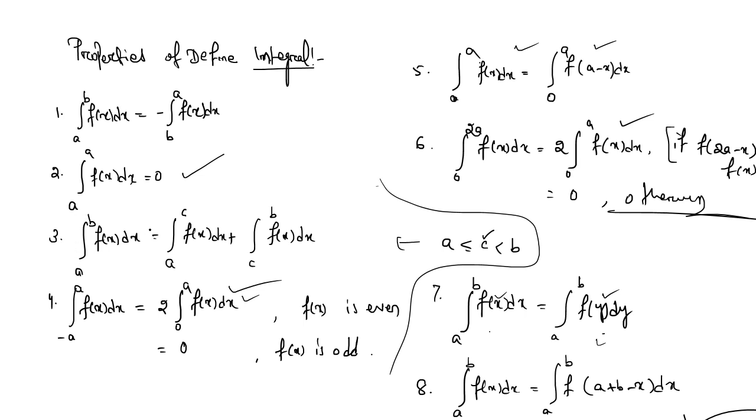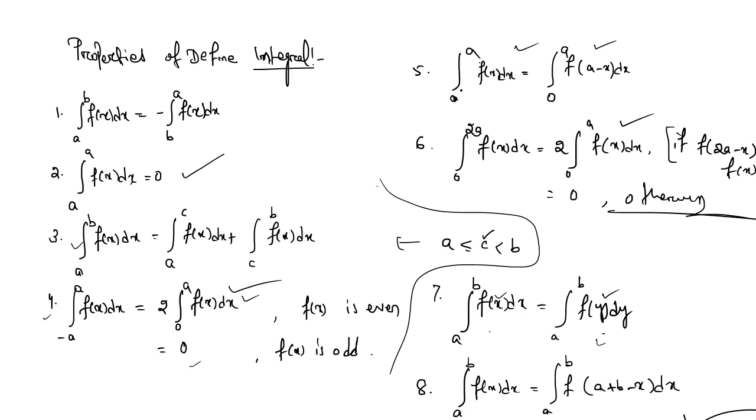In the third, if the lower limit is a and the upper limit is b, and c is any point in between these limit values, then we write this as the integration from a to c plus c to b, meaning we break this integration this way. In the fourth, if the lower limit is minus a and the upper limit is a, then this is written as 2 times the integration from 0 to a of f of x dx, if the function is even, and if the function is odd, then this is 0, right?